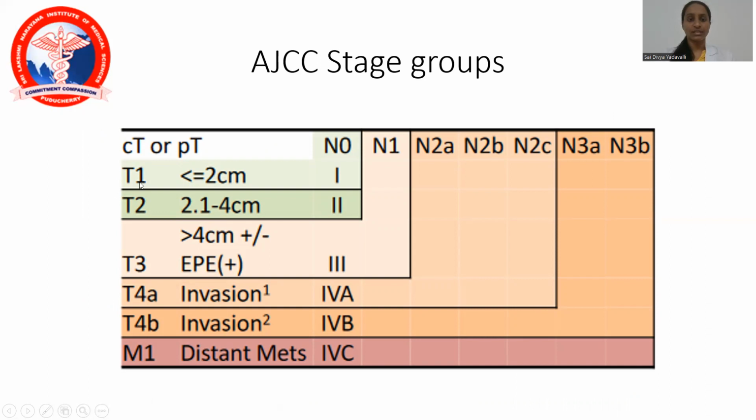So a tumor that is T1, N0 is stage 1. T2, N0 is stage 2. T3, N0 or N1 is stage 3. T4A, N0 to N2 is stage 4A, and T4B is stage 4B, and presence of metastasis is stage 4C.